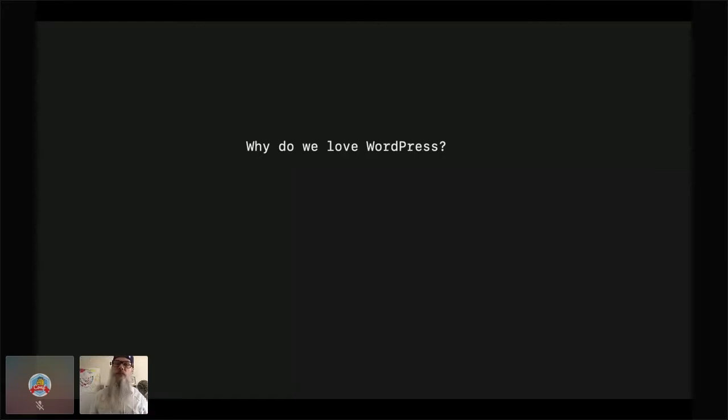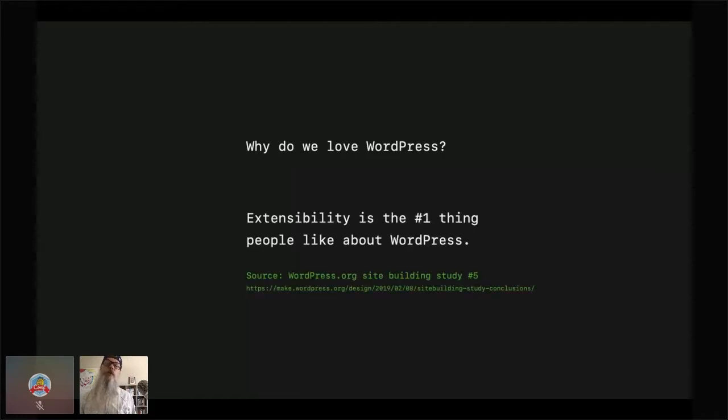So why do we love WordPress despite all that bad mojo? Why do we love it? Well, earlier this year, there was a site building study conducted, and the results are all published on the make sites on WordPress.org. But the answer to this question was extensibility. That was the number one thing people liked about WordPress. So being able to take the software and extend it in ways that benefit you, that help your business, that help you as a user, this is what people love.